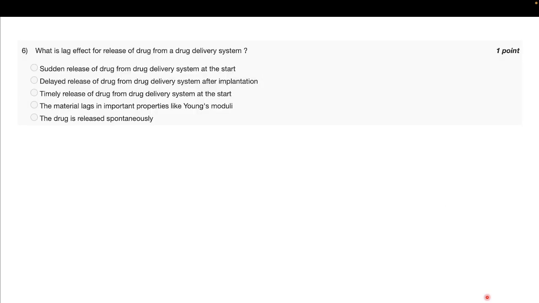The next question is, what is lag effect for release of drug from a drug delivery system? And you have 5 options here. We have to choose only one correct option. So if you people know what lag and burst effects are, it will be easy to answer this. Let me know if anybody knows the answer. If not, we'll of course discuss it.